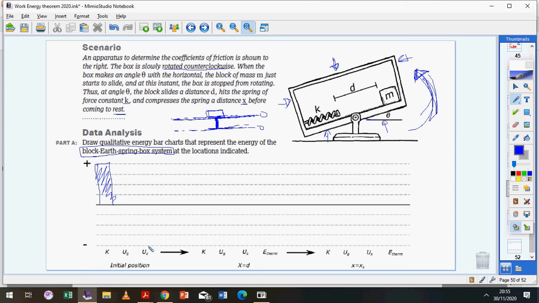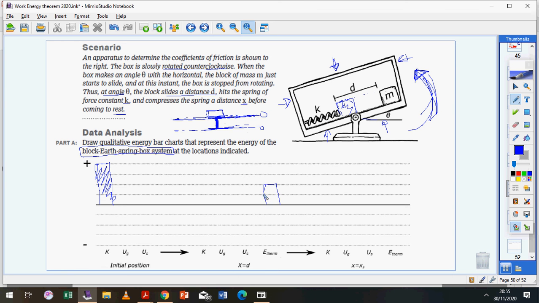Now, when x is equal to d, what did it say? That at this angle theta, the box slides the distance d. So when x is equal to d, the box will be somewhere here, and since there is friction involved, I know friction removes work from the whole system by turning that work into heat. So I expect to have some thermal energy at this position, x equal to d.